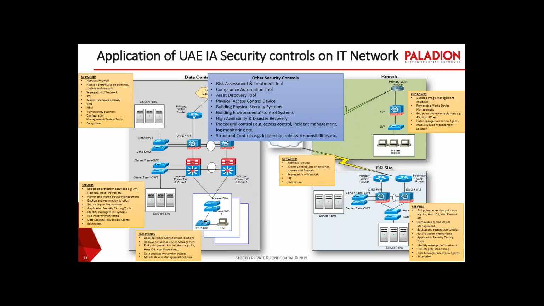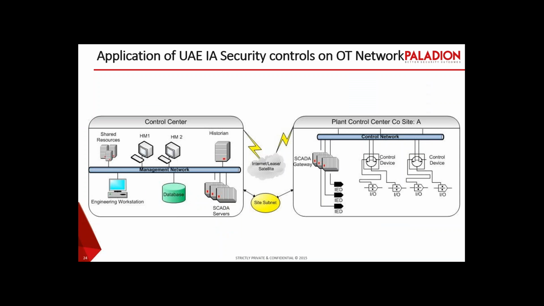but there is a lot of emphasis being given on the technology side by NESA. Now, for those participants who need to implement controls on their ICS network, which is the OT side of it, operational technology side of it. So normally an operational technology network would look like this.